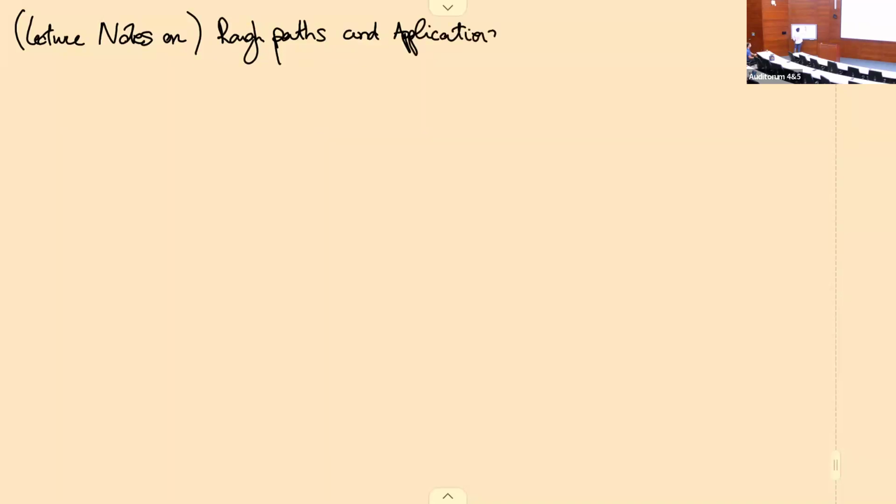I will cite, it's not a book yet, but it's a set of lecture notes on arXiv. Lecture notes on, in brackets because it's not the title of the course, rough paths and applications to machine learning. Most of the material that I will present today and tomorrow will be here. I co-wrote these lecture notes with Tom Cass, who is also a professor at Imperial in our section. You'll be able to find all the details there.